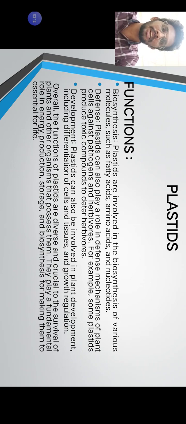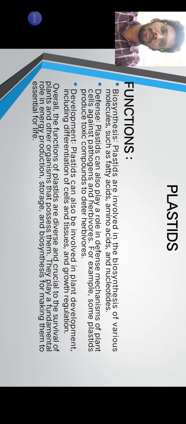Biosynthesis. Plastids are involved in the biosynthesis of various molecules such as fatty acids, amino acids, and nucleotides. Defense. Plastids can also play a role in defense mechanisms of plant cells against pathogens and herbivores. For example, some plastids produce toxic compounds to deter herbivores. Development. Plastids can also be involved in plant development, including differentiation of cells and tissues and growth regulation.